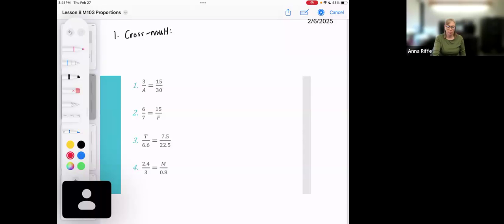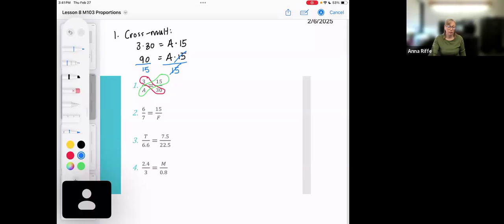I am going to multiply this diagonal, multiply this diagonal. So we're going to take 3 times 30 is equal to A times 15. 3 times 30 is 90. It's equal to A times 15. And then finally, if I want to solve for A, I want to get A by itself, so I'm going to divide both sides by 15 to undo that multiplication of 15. That's a basic process of algebra.